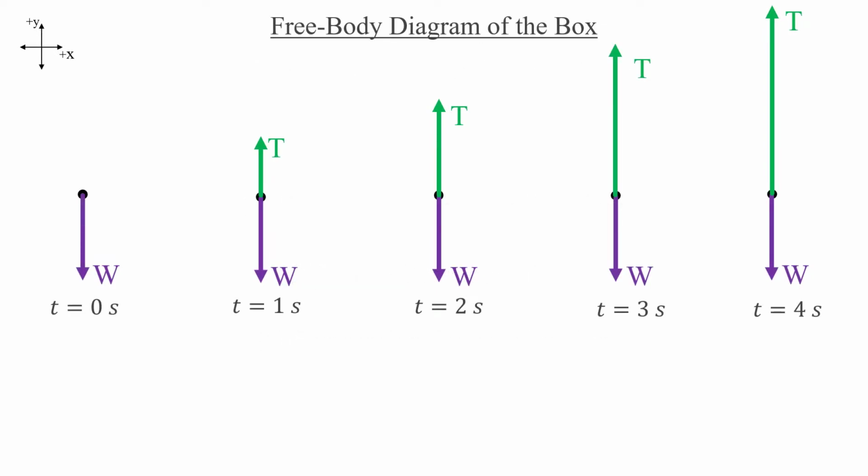So if we draw the free body diagram at different times, notice there's something interesting going on here. At the initial time, the box is being pulled down by the weight. 1 second later, the tension kicks in, and it starts to be pulled less in the negative direction. 2 seconds later, the tension is actually stronger than the weight, and now it's being pulled up. And then from then onward, it's just going to be pulled upward harder and harder, because the tension is greater.